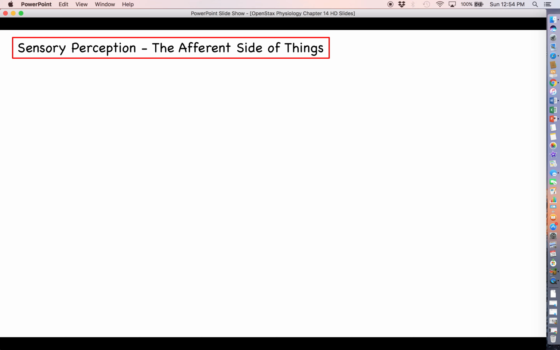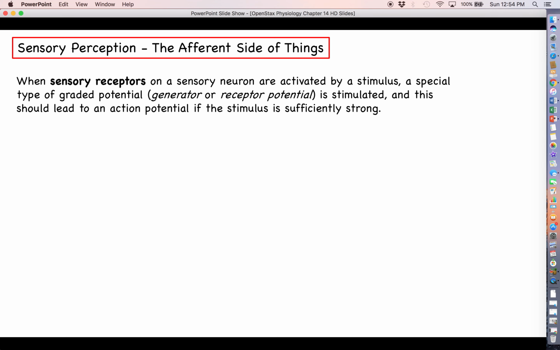So as I've said, our focus here is mostly going to be on the afferent side of things. So everything from the time that the stimulus is presented to us, we sense it, to the time we deliver it to the central nervous system. That is the definition of afferent as we understand it.